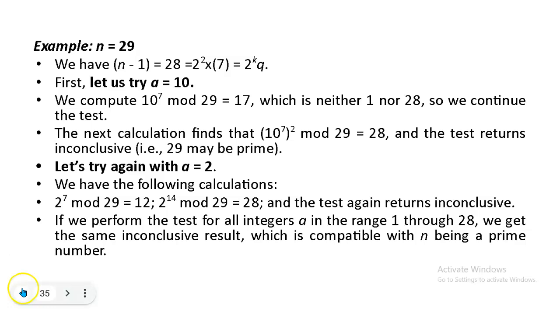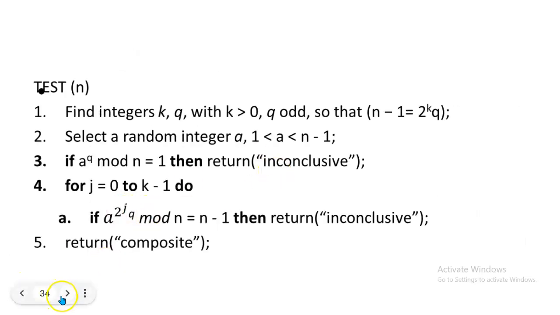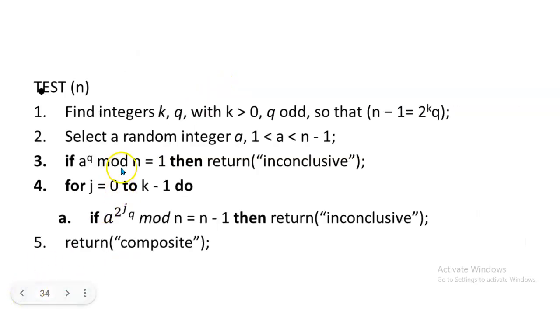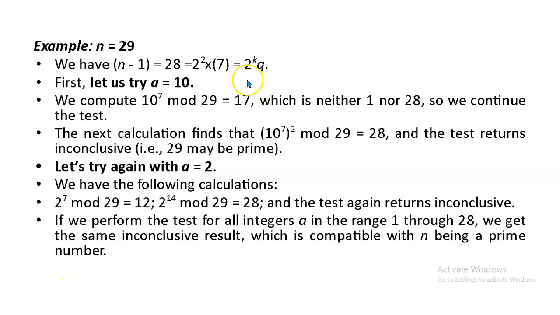And then we have to take any random integer a that is between 1 and n minus 1. So we take 10, and then we check whether a raised to q mod n is 1 or not. Here q is 7. So 10 raised to 7 mod n is equal to 70. It is neither 1 nor 28. So we continue. Next we take 10 raised to 7 the whole square mod n, that is 28. It returns 1 or the number itself, which means the test is inconclusive and this number n may be prime.